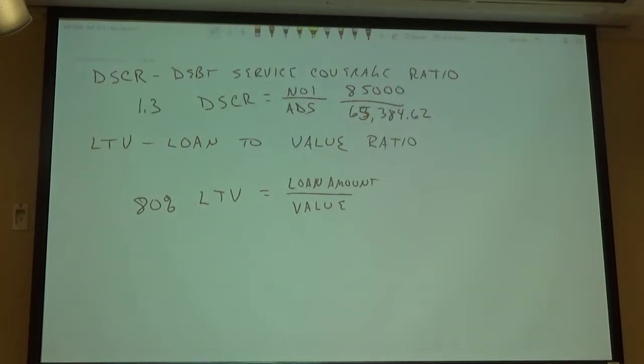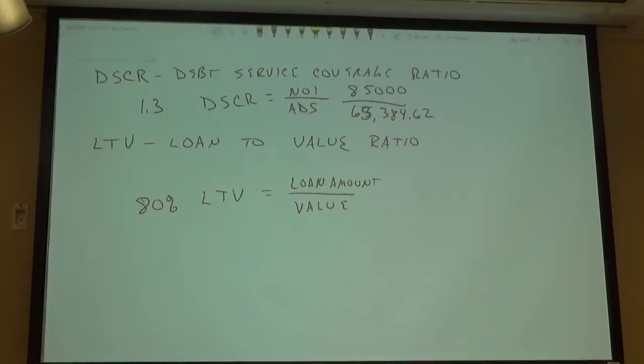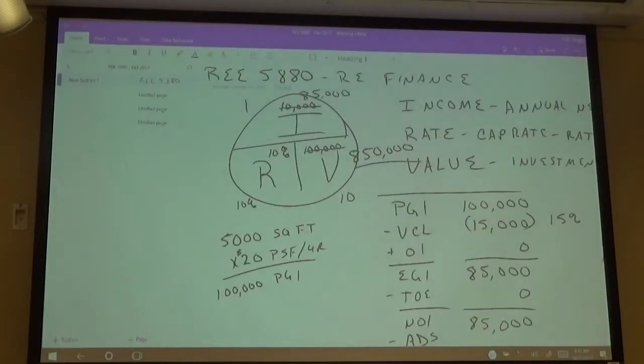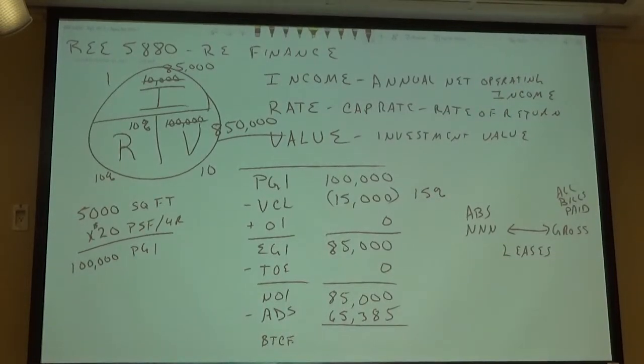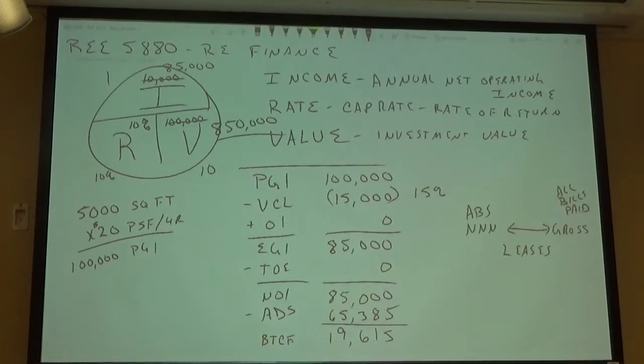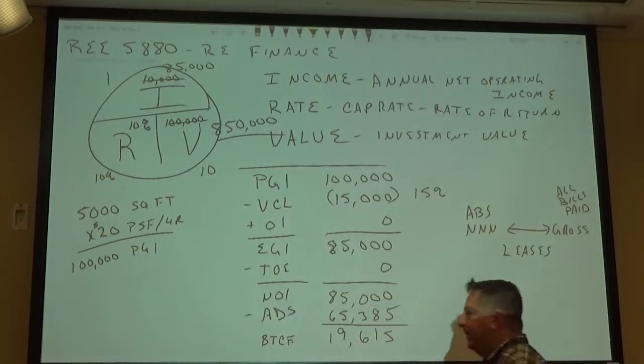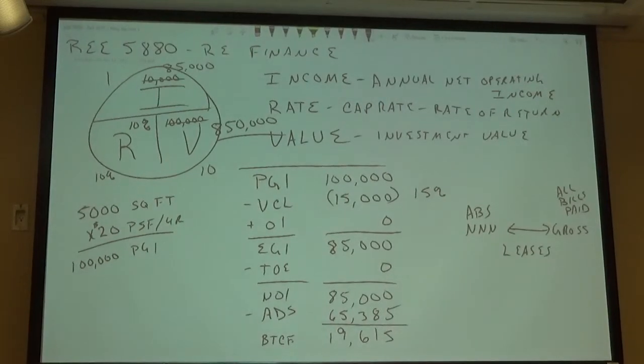Now, if we go back and put that number in here, 65,000, I'm going to round it off to 385. So 85,000 minus 65,385 is $19,615. Everybody good with that? All right, so let's talk about that number for just a second.